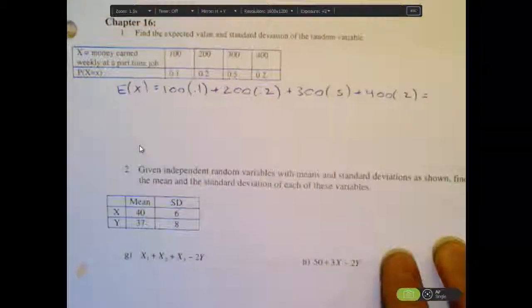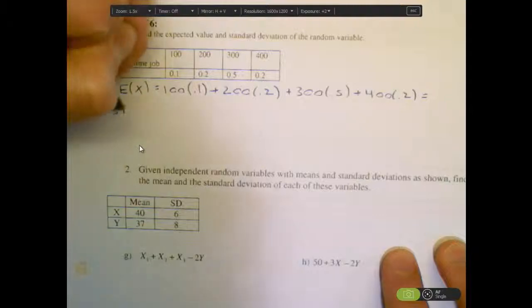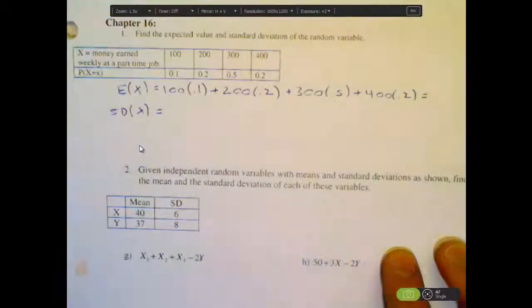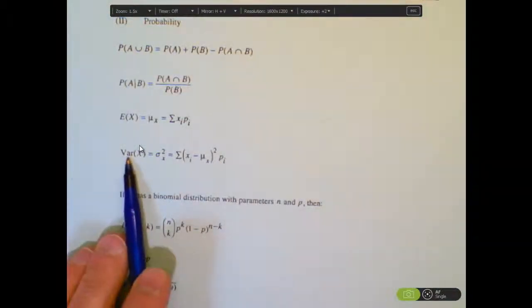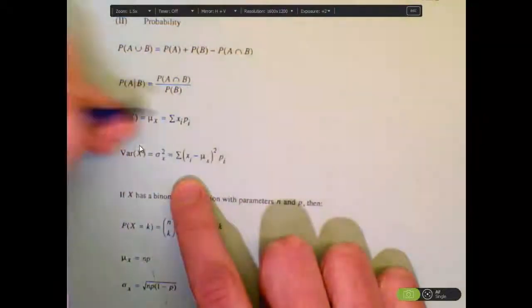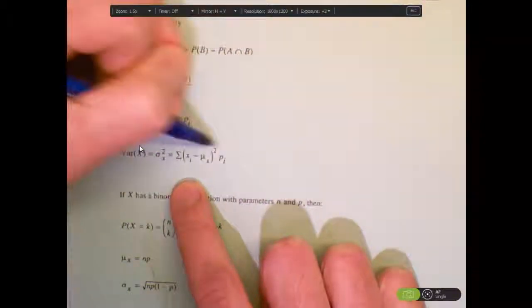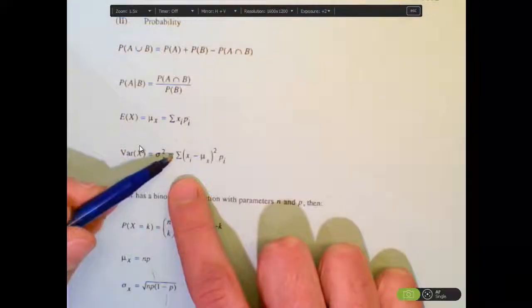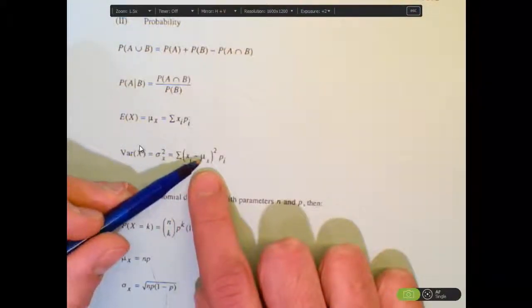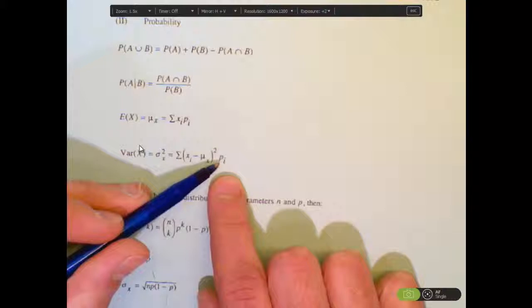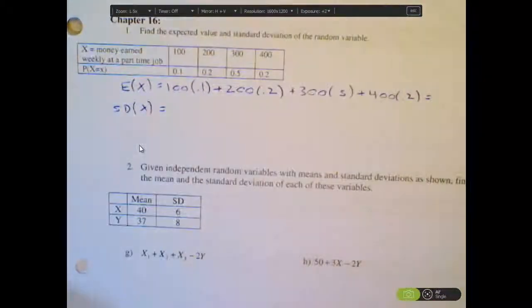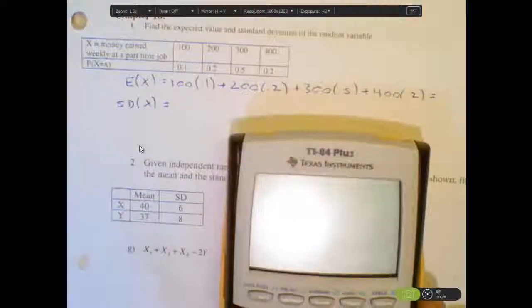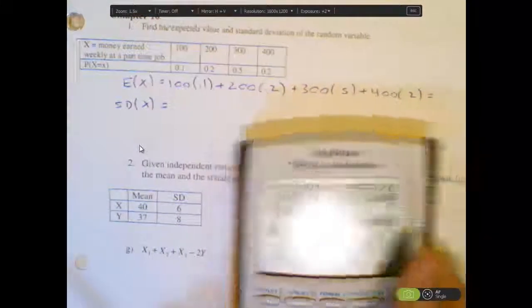Now for the standard deviation, I'm going to do the same thing. I have the standard deviation of this random variable x, looking at our formula sheet here. Now, I need to be very careful. This is variance. So you're going to notice me putting a square root over this. It's still going to be the summation of each outcome, now minus the mean, squared, times the probability. So before I can go any further, I'm actually going to need to calculate that mean in my calculator. And I could do that by hand, and I'm going to show you a shortcut right now.